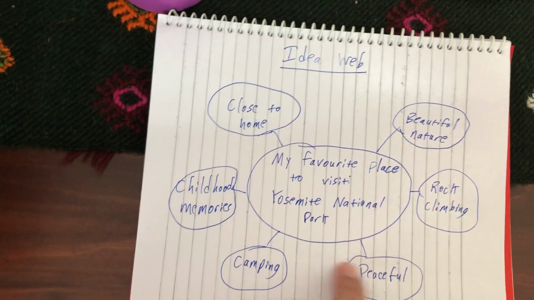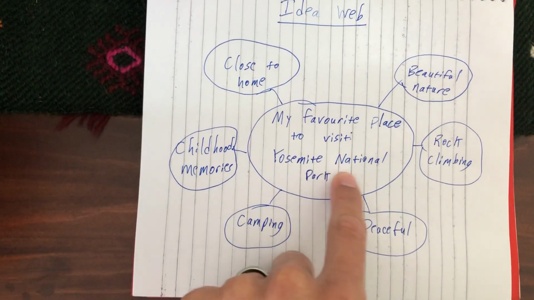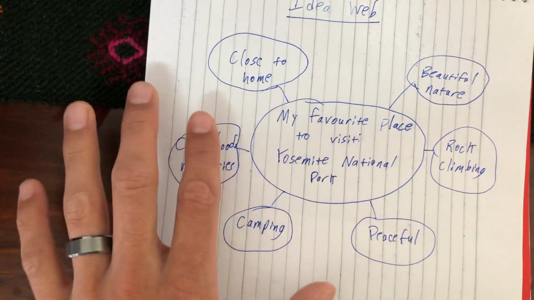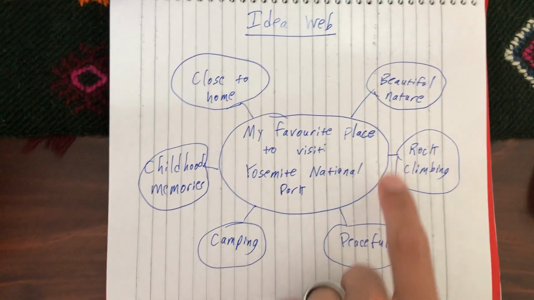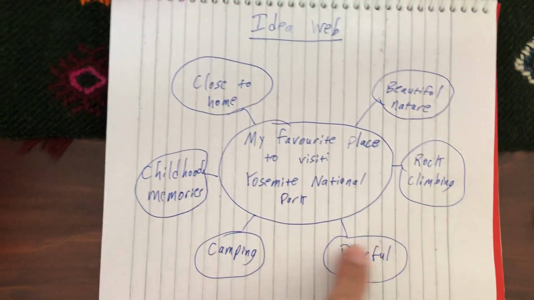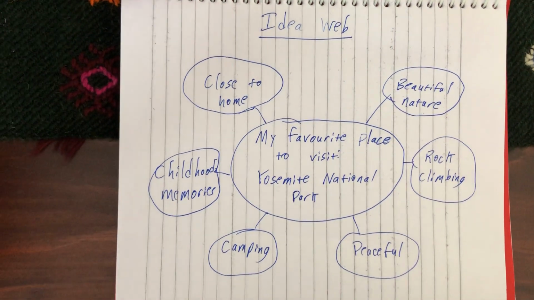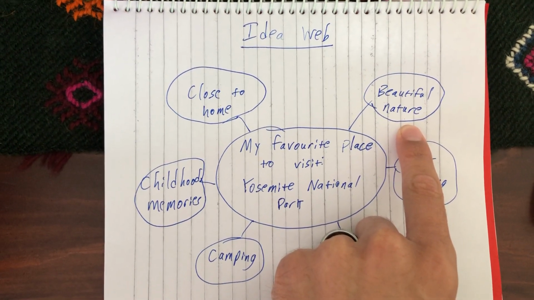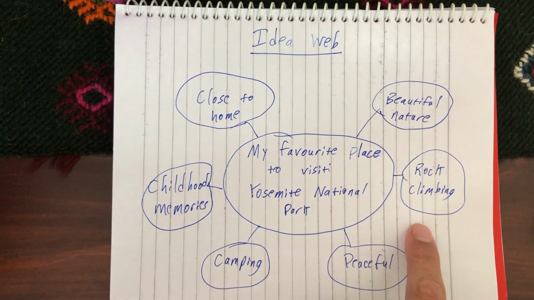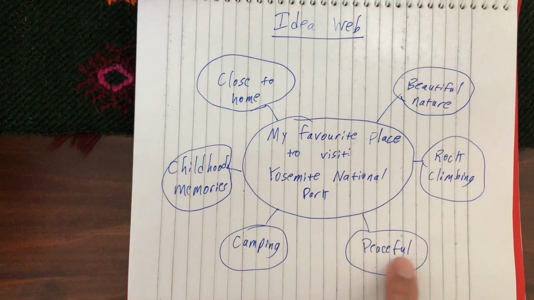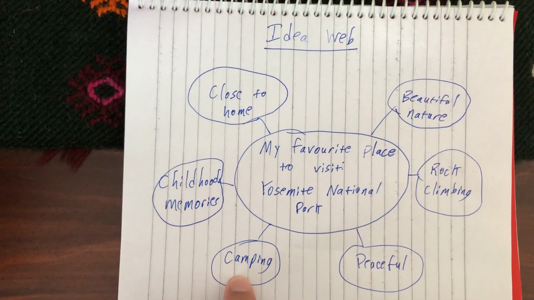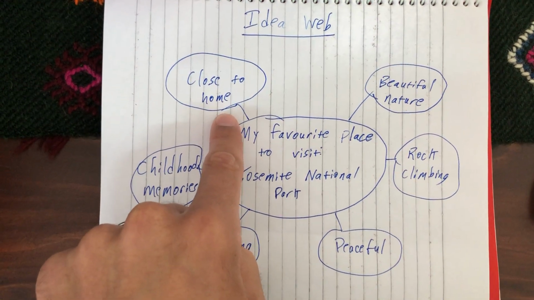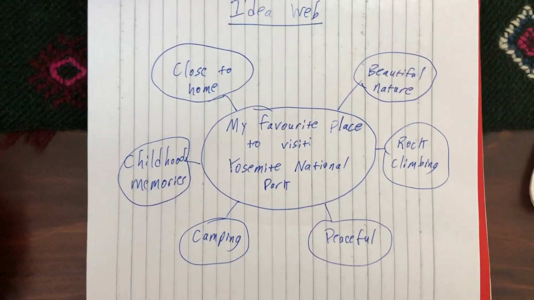Now you're going to write things around it that are about your topic, that are all about your place or your show and tell item or your best friend, whichever topic you chose. So these are all things that I love about Yosemite National Park that I'm going to include in my oral presentation. So I wrote that there's beautiful nature. It's a beautiful place. You can look up pictures later if you want. There's rock climbing there, and I like rock climbing. It's peaceful. You can camp there, and I love to camp. I have childhood memories because I used to go when I was a kid, and it's close to my home in the US. Obviously, it's not close to my home here in Bhutan.